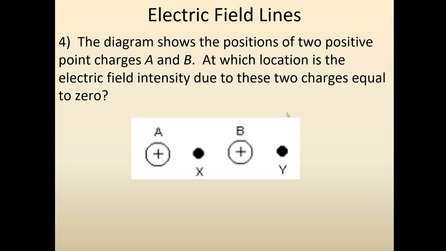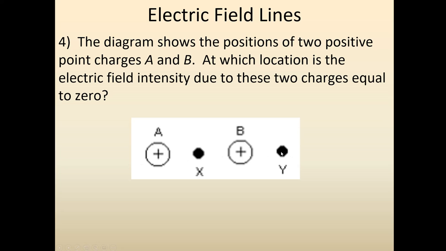Here's the next one. Pause the video, work it yourself, and we'll go over it in a second. All right. So they want to know, where will the field be equal to 0? So where will they actually cancel out? Now we have two choices. This is a typical multiple choice question, so there actually were other choices. But in these two choices, if I put the object at Y, it's being repelled to the right by both A and B.